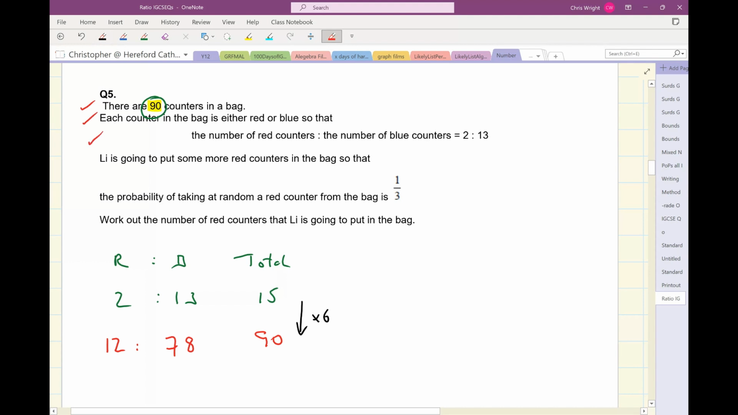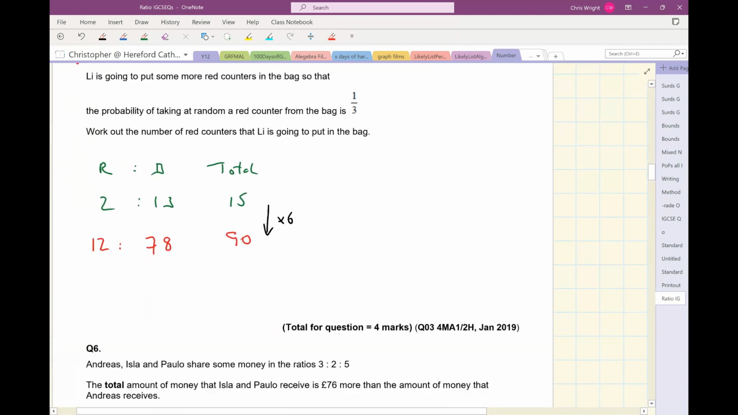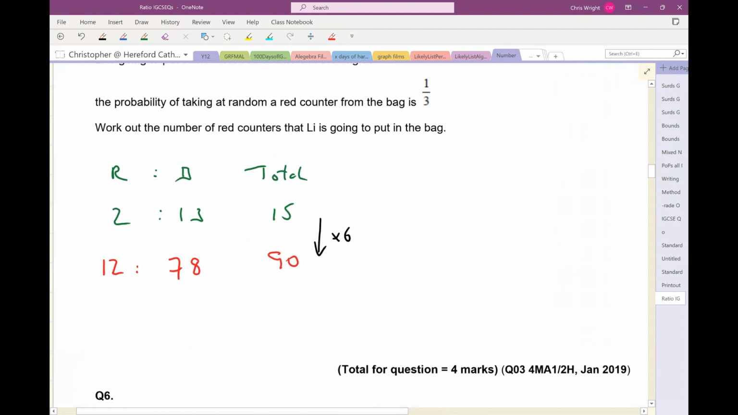Lee is going to put some more red counters in the bag, so that the probability of taking at random a red counter is a third. Work out the number of counters that Lee's going to put in the bag. Right, well, at the moment, the probability of choosing a red counter is 12 out of 90. Let's say that she puts x red counters in the bag.